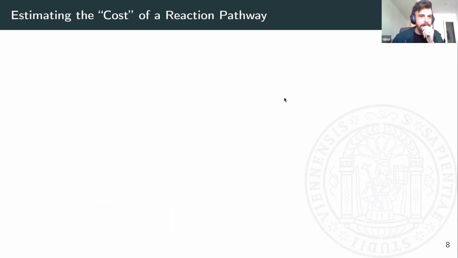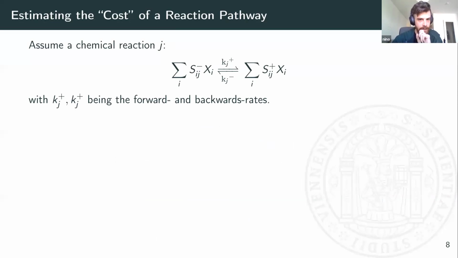Okay. So back to the talk. So estimating the cost of such a reaction pathway. Basically, when we have any chemical reaction, we can define it as the set of all the educt complexes that goes to all the product complexes. And assuming that all the reactions are reversible, then this means you have a forward reaction k plus, and k minus, you have forward and backward rates for these reactions.